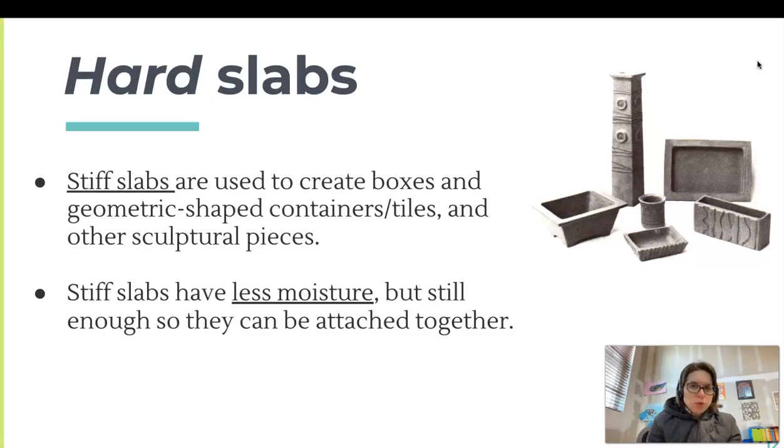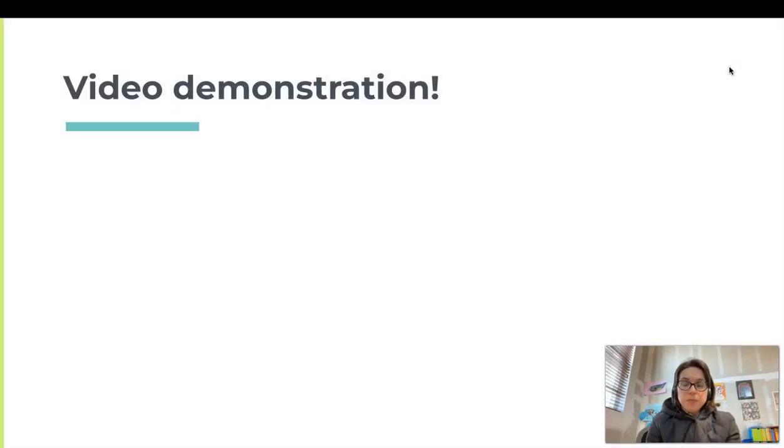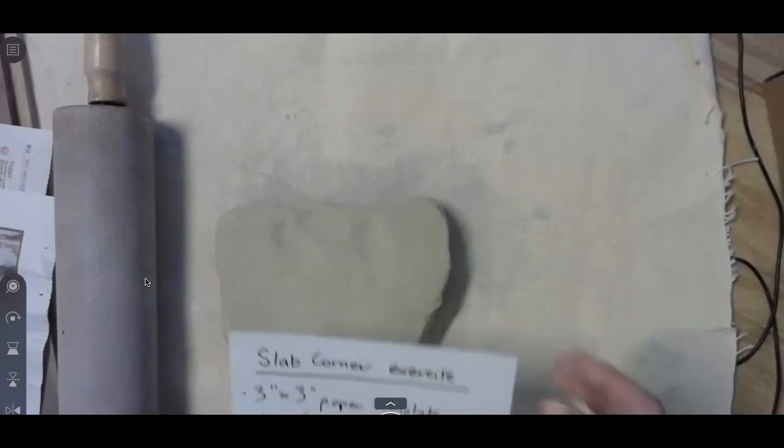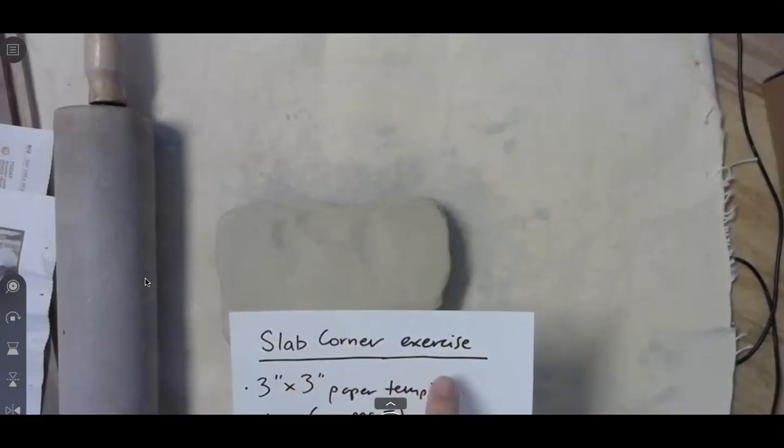Of course there is moisture, right? There's moisture in the clay up until we fire it in the kiln. But when the slabs are stiff, they have enough moisture where we can still attach them together. Okay, so I'm going to demonstrate how to complete the slab corner exercise.